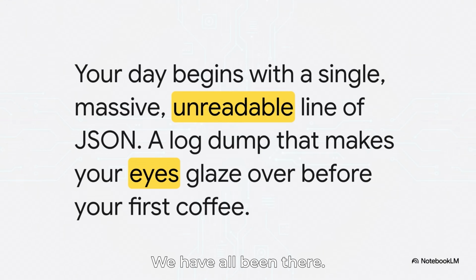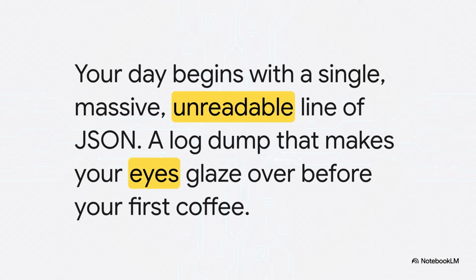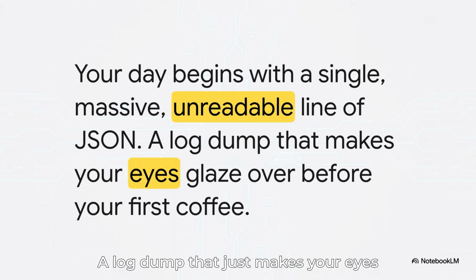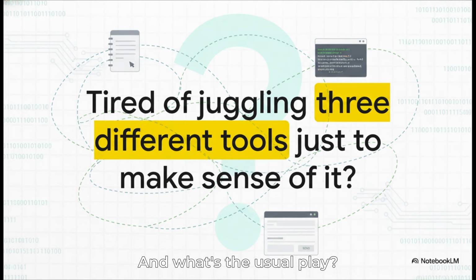We have all been there. Your day kicks off with a new ticket, and attached is this thing. A giant, unreadable, single line of JSON. A log dump that just makes your eyes glaze over before you've even had that first sip of coffee. And what's the usual play? You open it in some basic text editor.